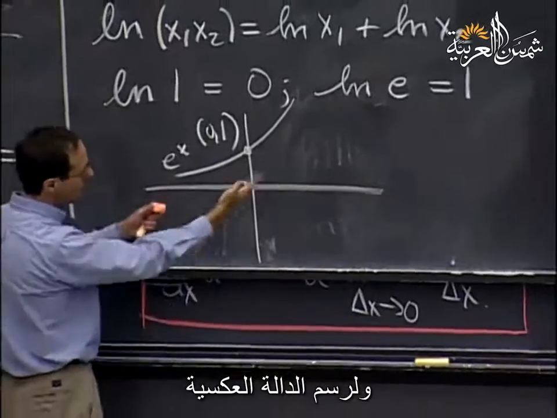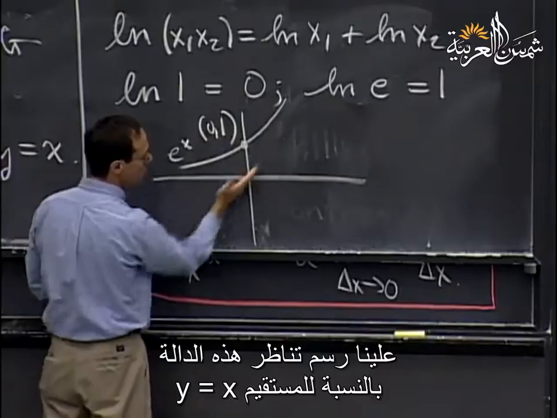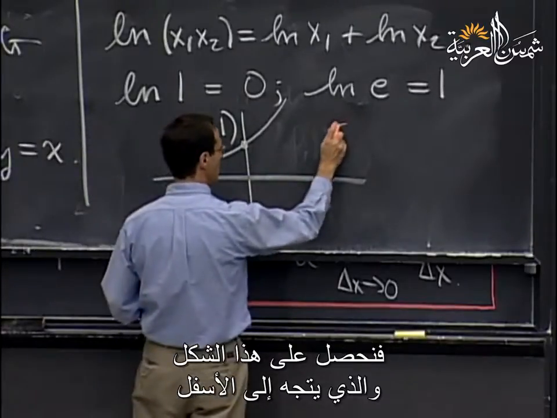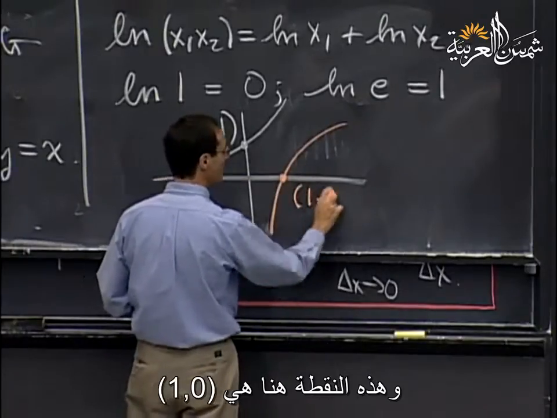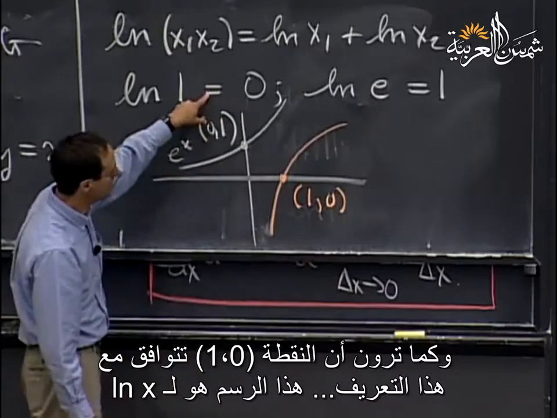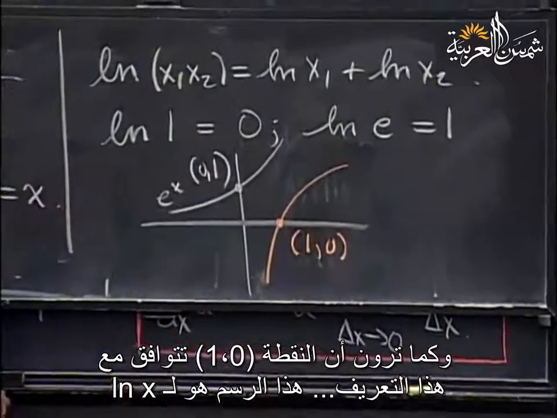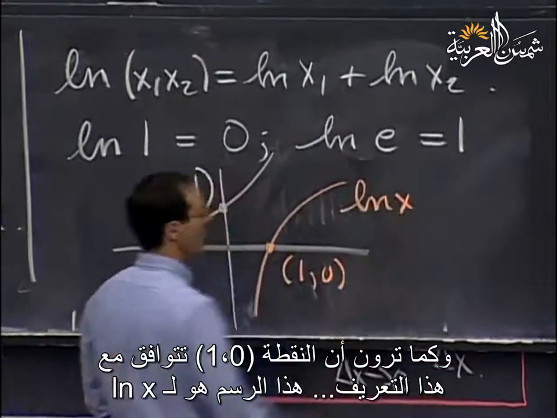And now, in order to figure out what the inverse function is, I have to take the flip across the diagonal x equals y. So that's this shape here, going down like this. And here's the point 1, 0. So 1, 0 corresponds to this identity here, that the log of 1 is 0. And notice, this is log x, the graph of log x.